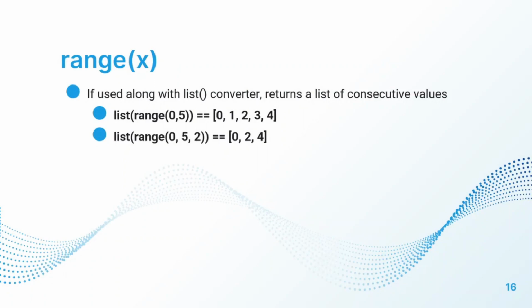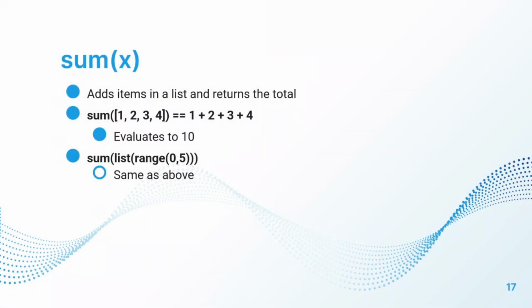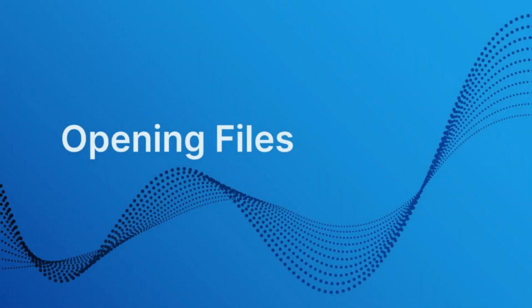For the range function, you should already know its use in loops. But if used along with the list converter, it returns a list of consecutive values. The sum function returns the sum of all items in a list x. For example, the sum of the list 1, 2, 3, 4 returns 10, and the sum of list(range(0, 5)) returns the same thing because it was used along with the list converter.